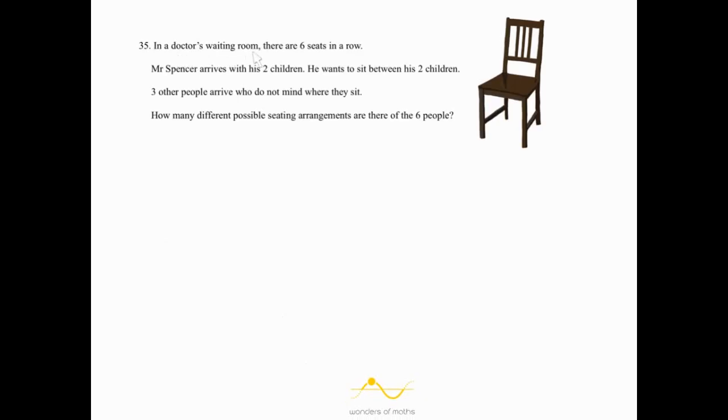In a doctor's waiting room there are 6 seats in a row. Mr. Spencer arrives with his 2 children. He wants to sit between his 2 children. 3 other people arrive who do not mind where they sit. How many different possible seating arrangements are there of the 6 people?